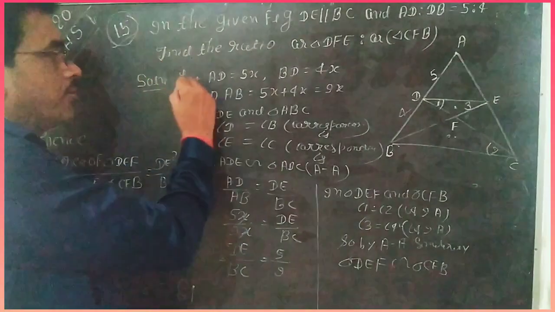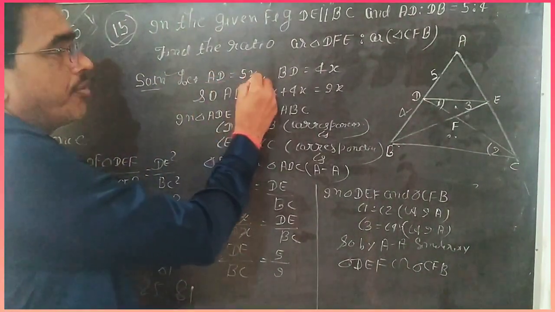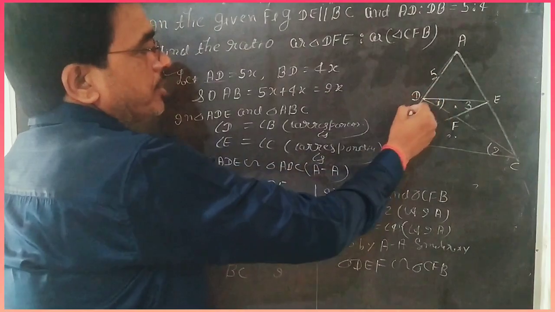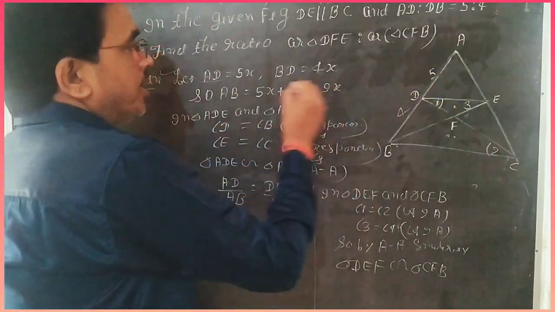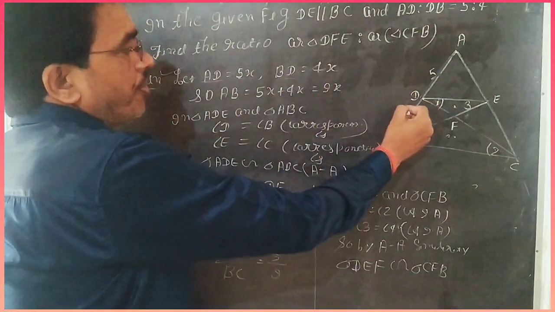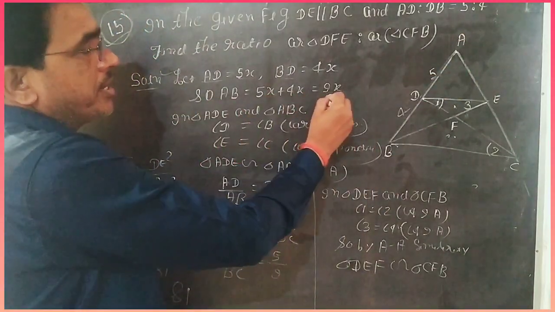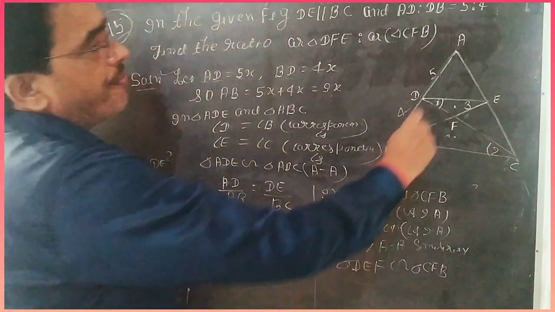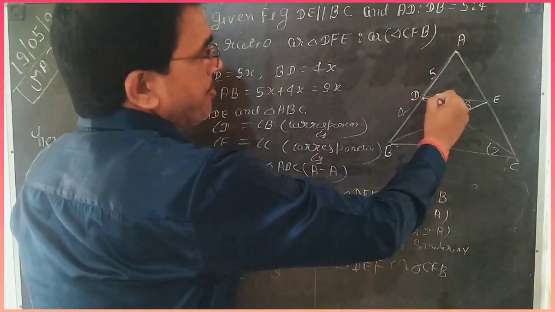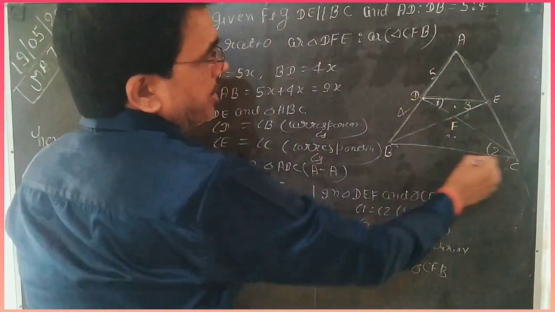First, I write the solution. Let AD be equal to 5x. Because AD:DB is 5:4, we write AD is equal to 5x, BD is equal to 4x. Then what is AB? AB is AD plus BD, that is 9x. Now we first find the relation of similarity between ADE and ABC.